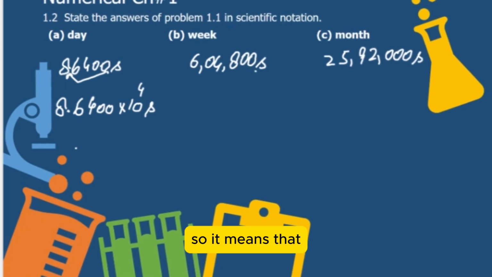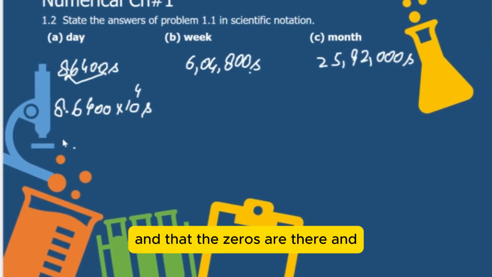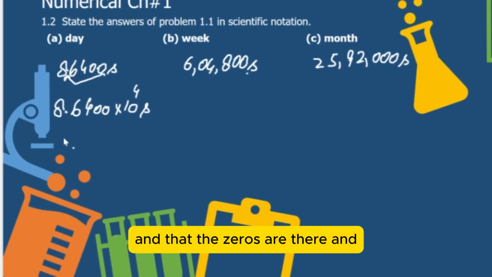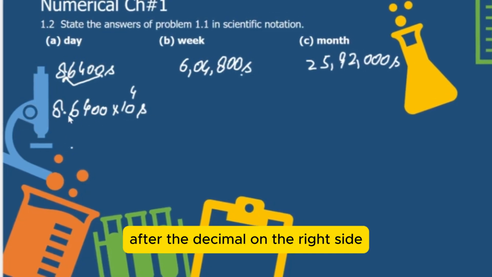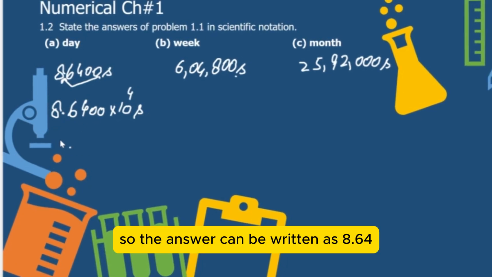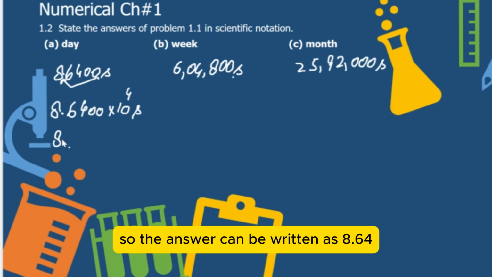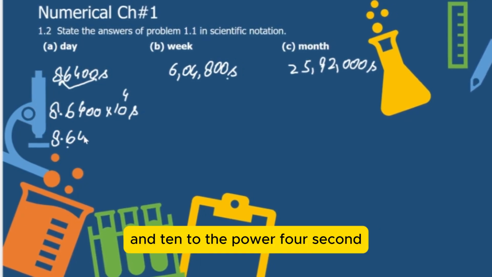So it means that, and we are also very familiar that the zeros at the end after the decimal on the right side can be omitted. So the answer can be written as 8.64 into 10 to the power 4 second.